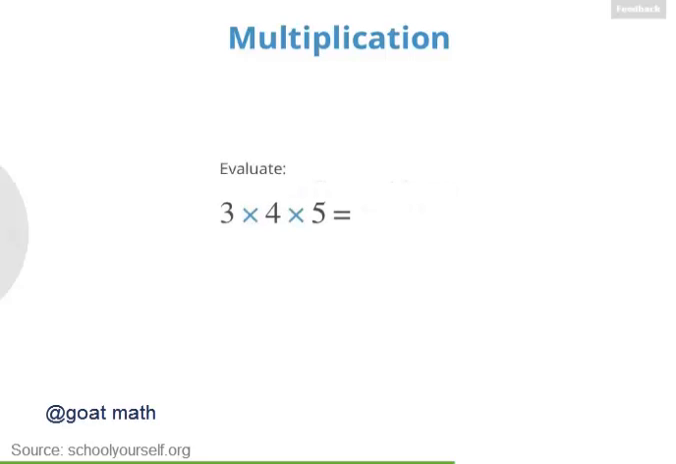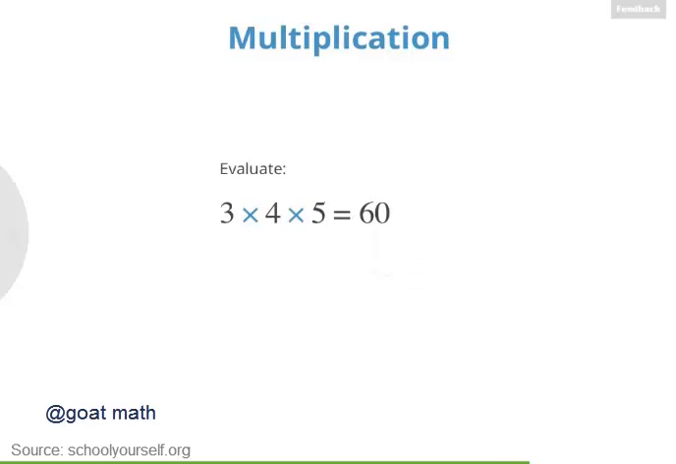Next, try evaluating the product of three numbers, 3 times 4 times 5. You can do this by multiplying 3 and 4, and then multiplying that result by 5, or you can instead multiply 4 and 5, and then multiply that result by 3. Either way, you should get the same answer. Precisely, so this product equals 60.